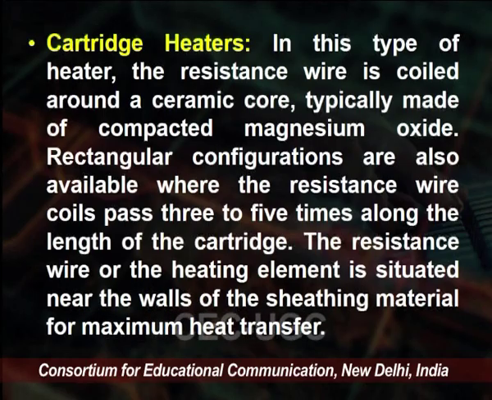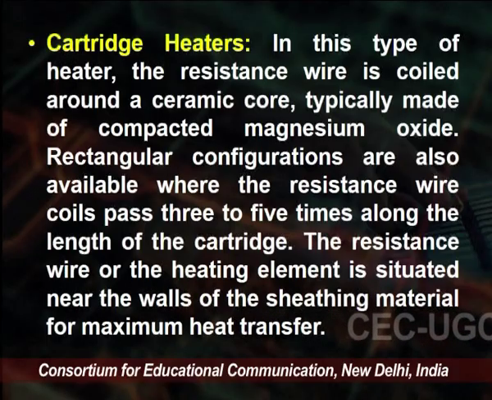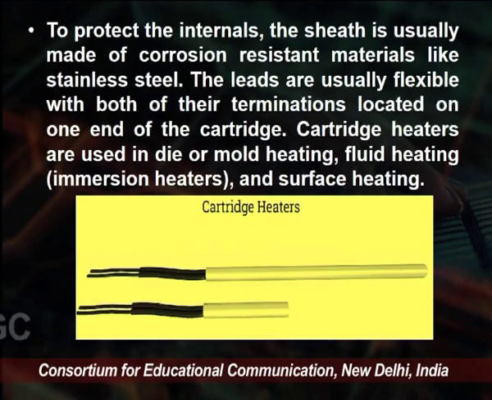Another is the cartridge heater. In this type of heater the resistance wire is coiled around a ceramic core, typically made of compacted magnesium oxide. Rectangular configurations are also available where the resistance wire coil passes 3 to 5 times along the length of the cartridge. The resistance wire or heating element is situated near the walls of the sheathing material for maximum heat transfer. You see this is one type of cartridge heater.